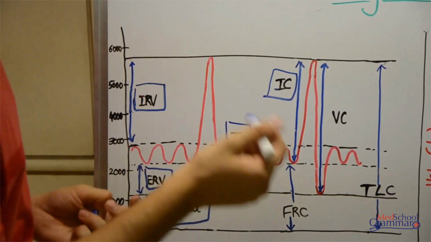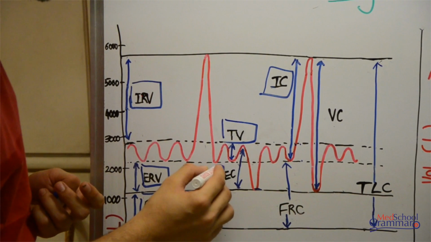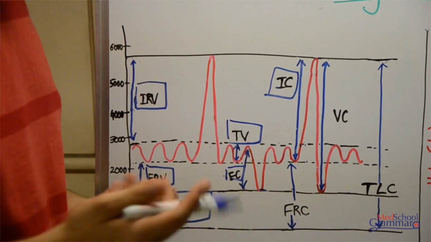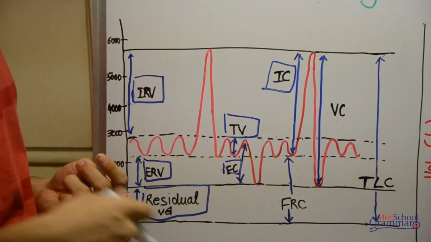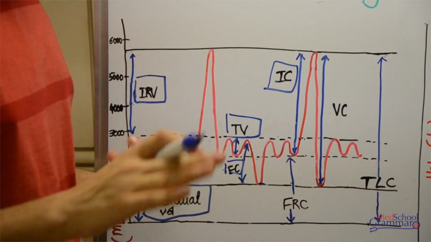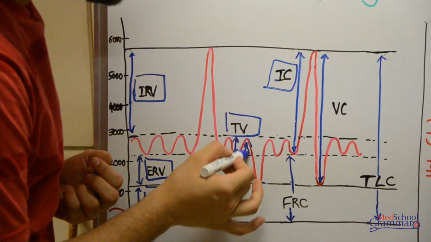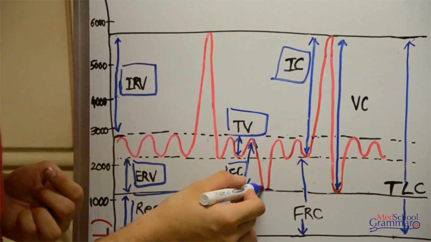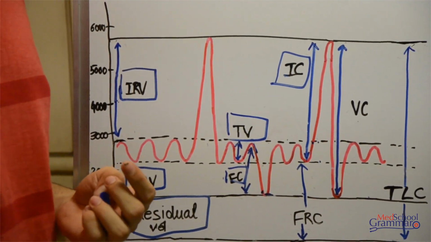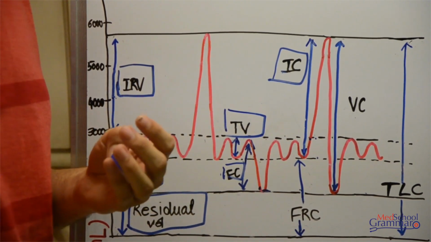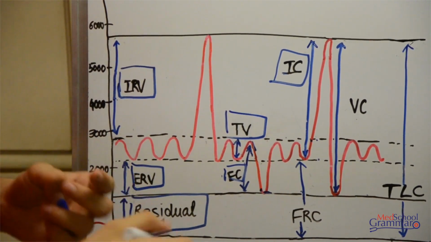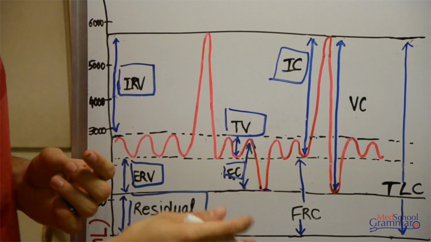Then we move on to the expiratory capacity. Expiratory capacity is the volume of air that you can expire. This includes the tidal expiration and expiratory reserve volume, and its normal value is approximately 1.6 liters. So that is the expiratory capacity.